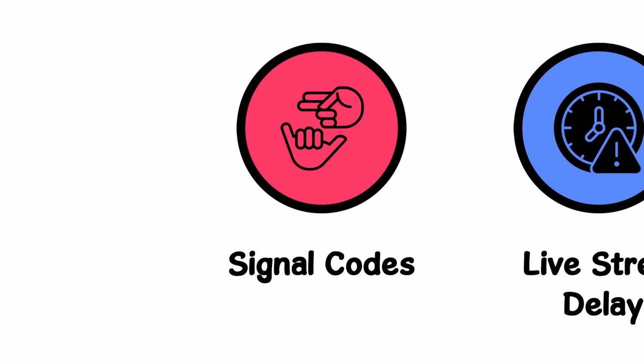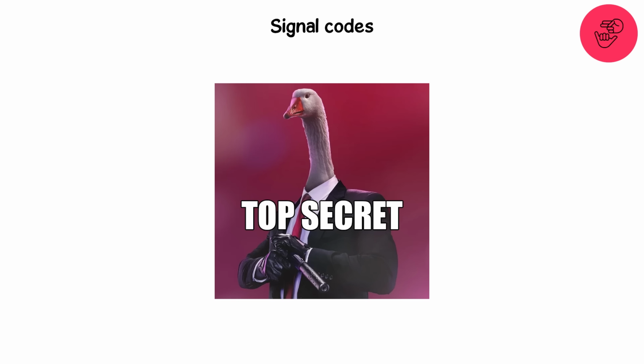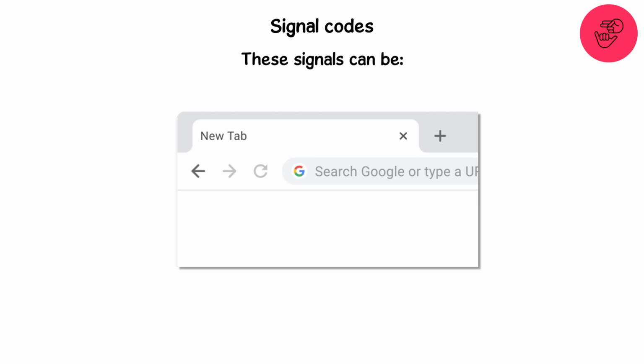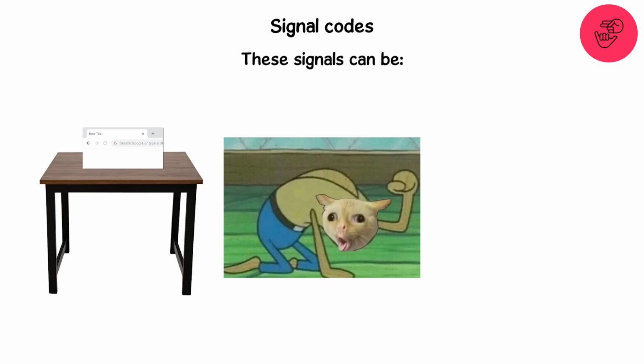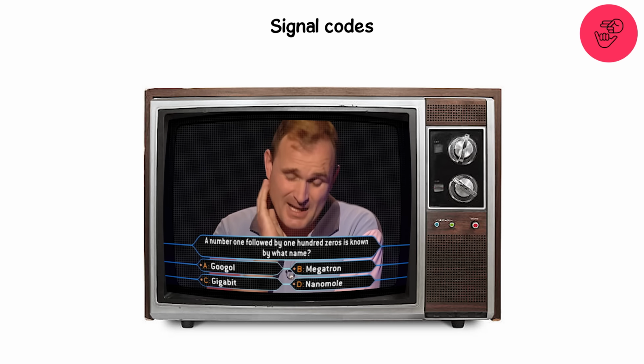Signal codes. Prearranged signal codes between a player and a helper can convey critical information. These signals can be as subtle as a tap on the table, a cough, or specific body movements. Signal codes like coughing have been used at Who Wants to Be a Millionaire.